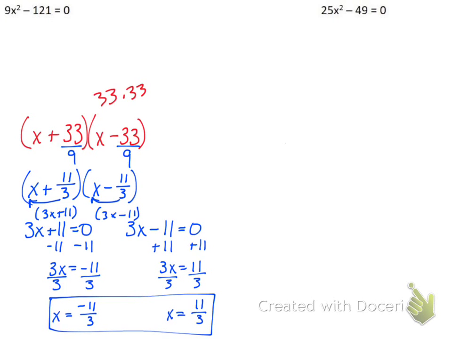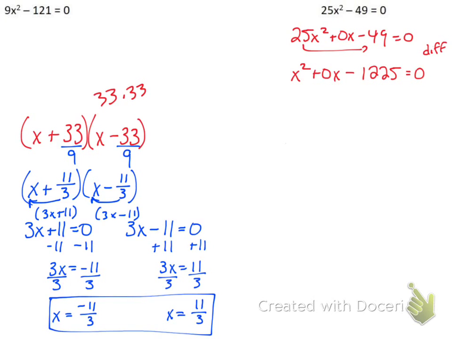And then the last one here, again, rewrite it as 25x squared plus 0x minus 49 is equal to 0. Do my slide, get x squared plus 0x minus 25 times 49 gives me 1,225. Diff and sub. And so again, I go x plus and x minus. My two numbers that I'm going to choose.